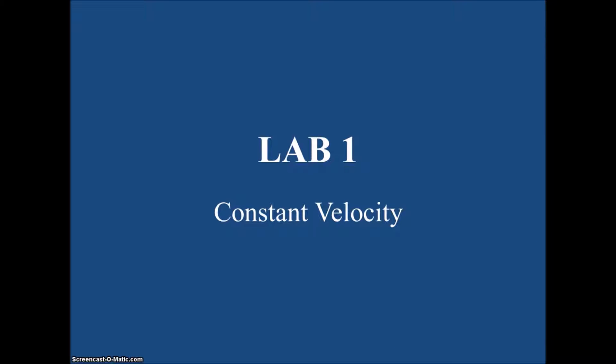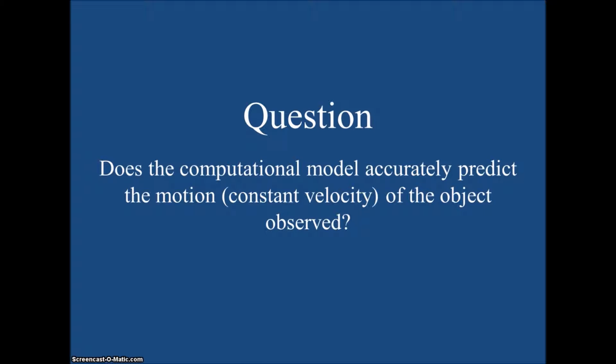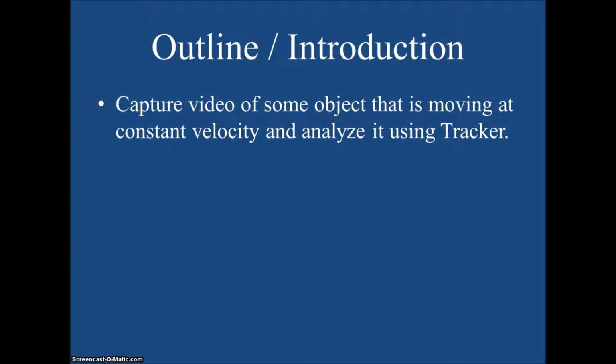This is Lab 1, Constant Velocity. The main question that this lab asks is whether the computational model accurately predicts the motion, which is constant velocity in this case, of an object observed. This lab begins with capturing video of some object that is moving at constant velocity.